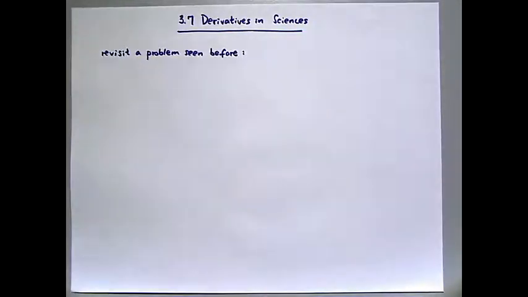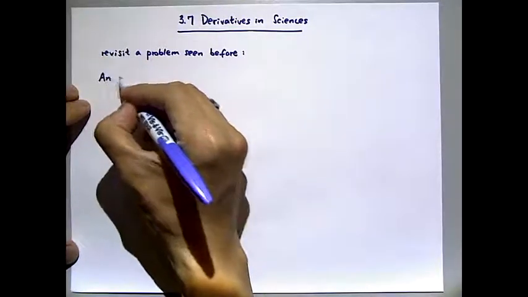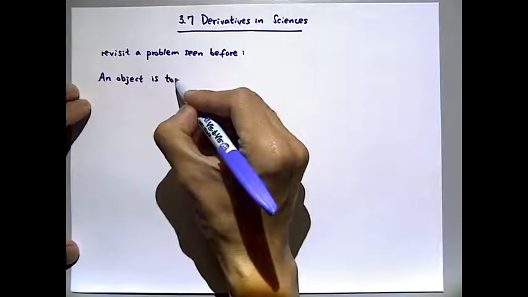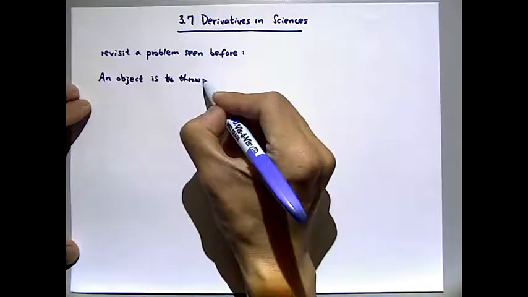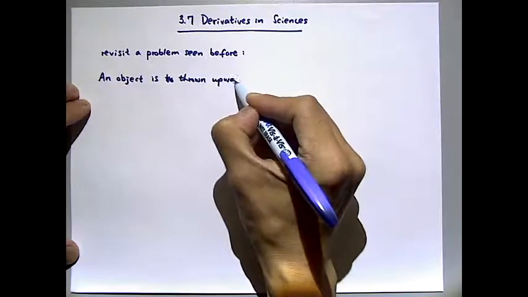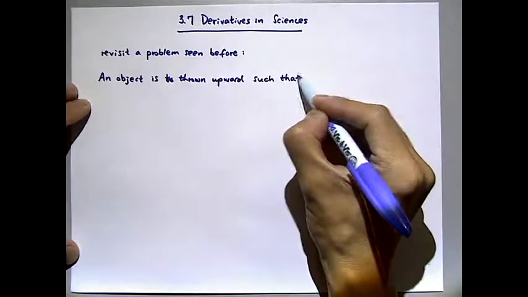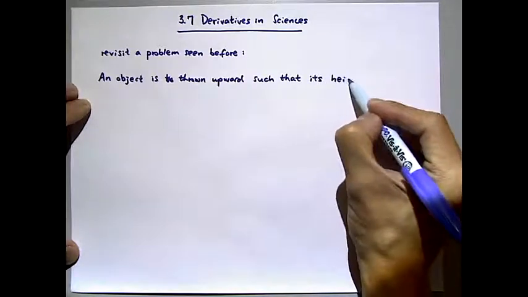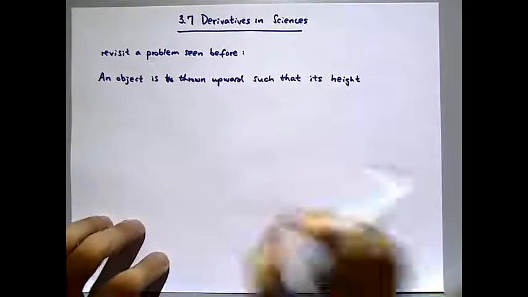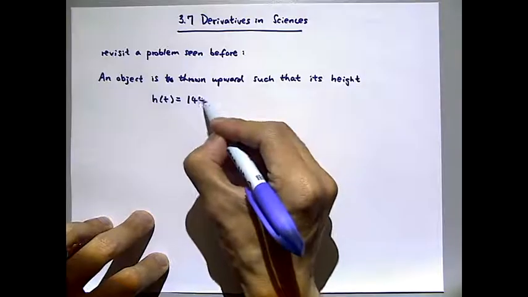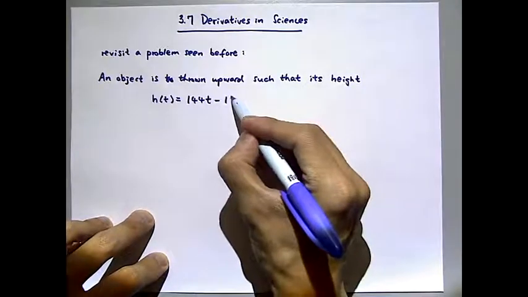And now we know how to deal with derivatives very quickly. We can dig a little bit deeper into this thing. Let's say we have an object and this thing is thrown upward such that its height measured from the ground is this function. H of t is equal to 144t minus 16t squared.